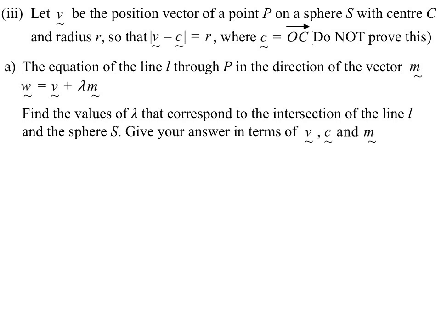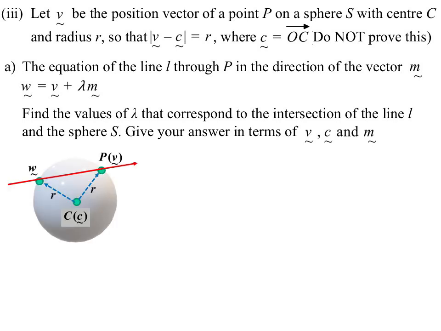Of course, they didn't actually give us a diagram. Now, the first thing is to come up with a diagram to try and get my head around the problem. So I've got a sphere, and I've got this line going through the sphere. Now, it'll have 2 points of intersection. We know one of those is v. The other one is w, because there's the equation of the line. w would be the other point on the line that I'm talking about.